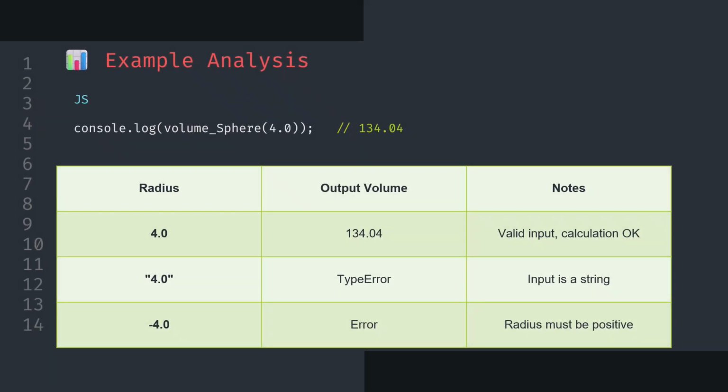Let's run a few cases. If we pass 4.0, we get the correct volume of 134.04. But if we pass it as a string like "4.0", we get a type error. And the negative radius? That throws a custom error telling the user the radius must be positive. This keeps our function clean, reusable, and safe.